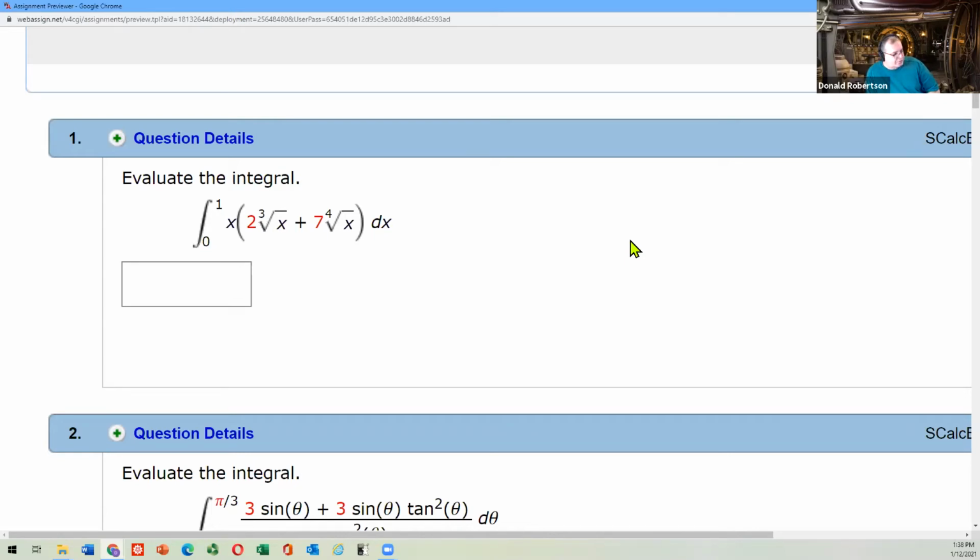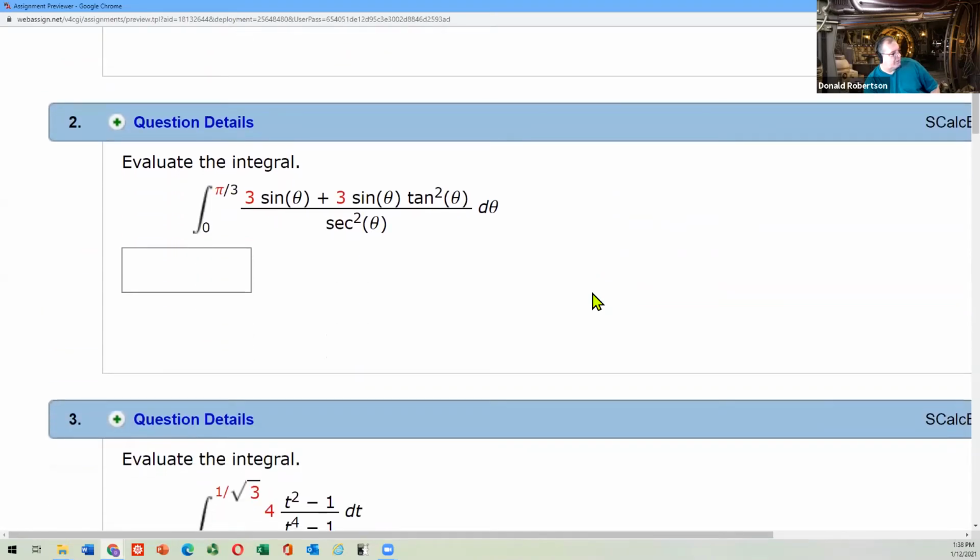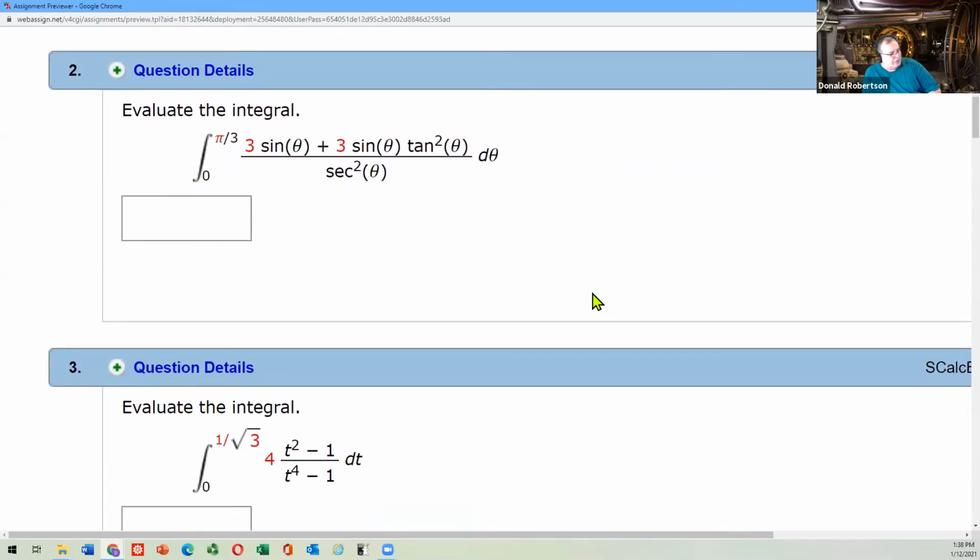X times 2 cube root of x plus 7 fourth root of x dx. My strategy for doing that question is to turn the cube root into x to the third and the fourth root into x to the quarter. Then I would distribute it and it would be the power rule. Don't need the details. How do you think I would tackle question 2?